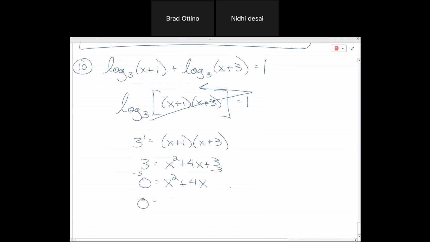You could factor out an x from here and then set each factor equal to 0. So we get x is 0 and x would be -4.